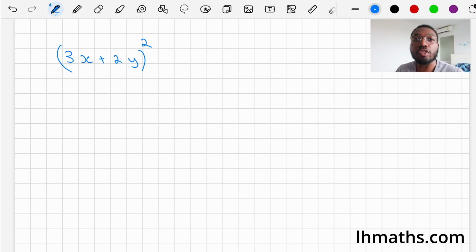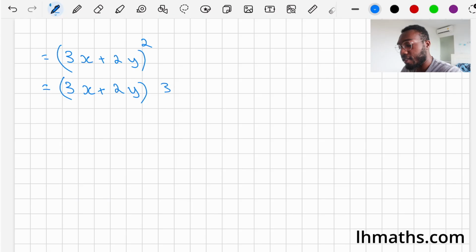Okay, let's look at this question. So you may get a question like this, where you have a bracket and it'll be getting squared. So if you see something like that, fairly simple. In this case, we have 3x plus 2y all squared. Fairly simple what you do. If you have something like this, all that means is it's going to be 3x plus 2y times by 3x plus 2y. And then we just treat it exactly the same as we've done for all the other questions.